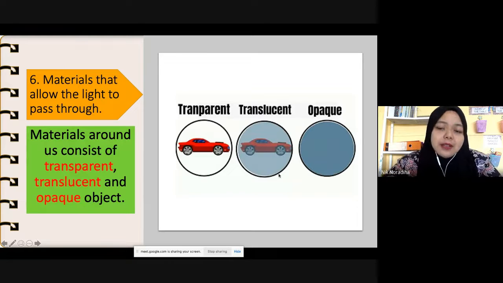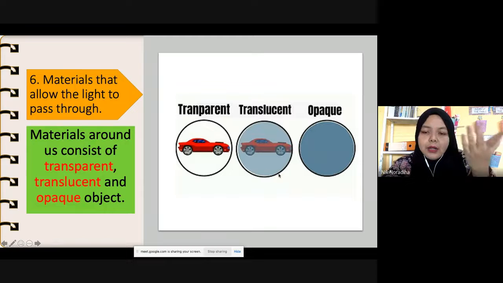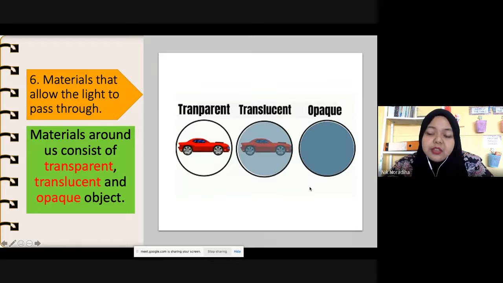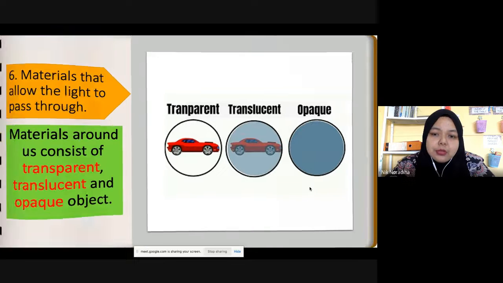Translucent, all right, you can see, but it's blurry because only some part of the light is allowed to pass through. Opaque object, you cannot see at all because no light is allowed to pass through.